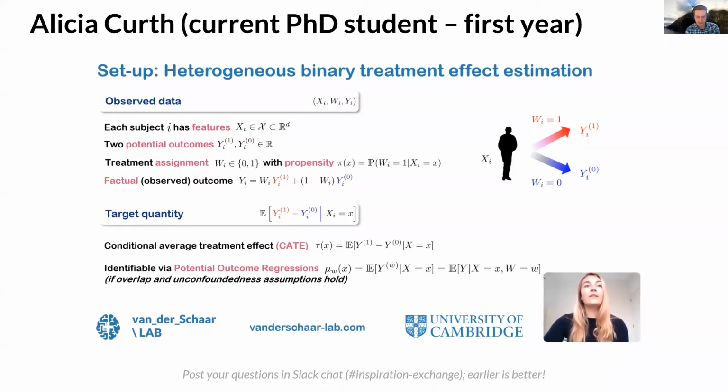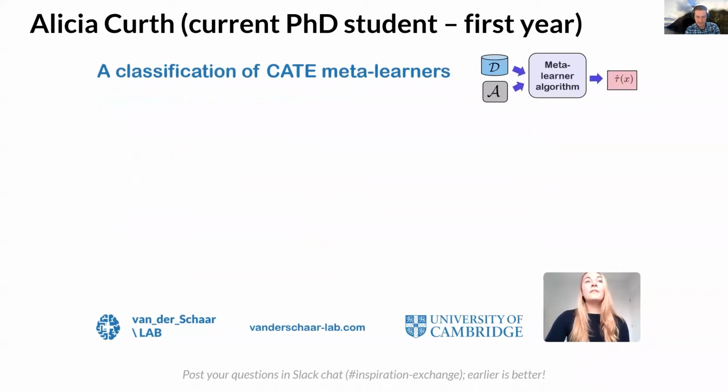This target quantity is identifiable via the potential outcome regressions mu if overlap and unconfoundedness assumptions hold. The main difficulty in estimating CATE lies in that we only observe one of the two potential outcomes for each individual, and therefore do not have access to the difference between the potential outcomes for any individual. However, there are two high-level strategies for CATE estimation with meta-learners that can estimate CATE.